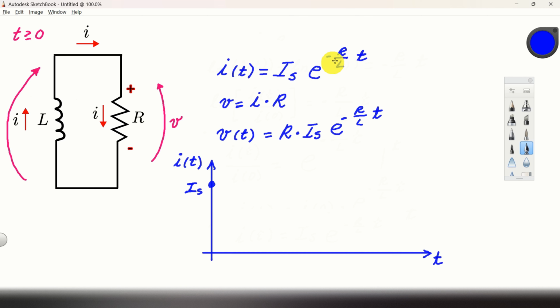And let's see what's happening over time. The exponential function is a decreasing function of time, and consequently over here we will have a decreasing value of current. That is, we will have this behavior of current. And when time goes to infinity, the current will go to 0. And that's it. We have successfully computed the time response of the current in our circuit.